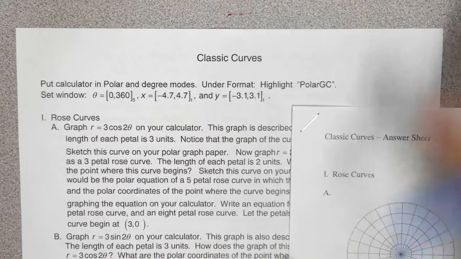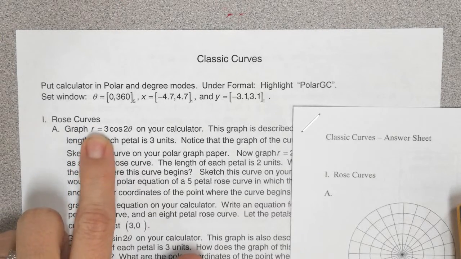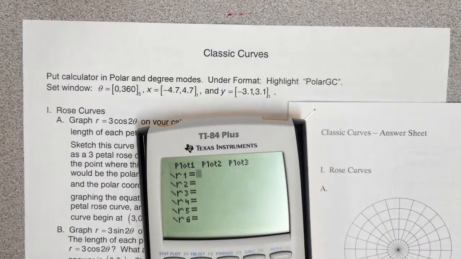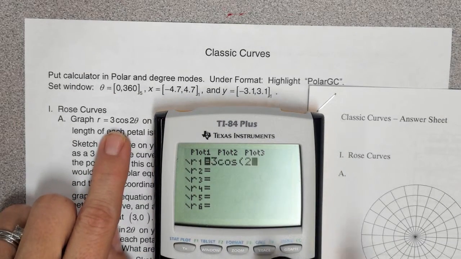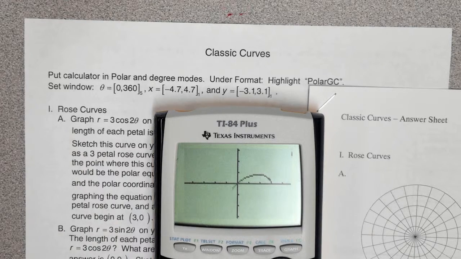Anybody not ready? All right, so it says, number 1, rose curve, A. Graph r equals 3 cosine 2 theta on your calculator. So go to Y equals, and it should now say r. It tells me what to type in. It says 3 cosine 2 theta. Remember, theta is your x. And then I'm going to hit the graph button. Go. Does everybody see the rose petals? Be appropriate. Okay, did everybody get this picture? Yeah. Okay, does anybody need me to pause?